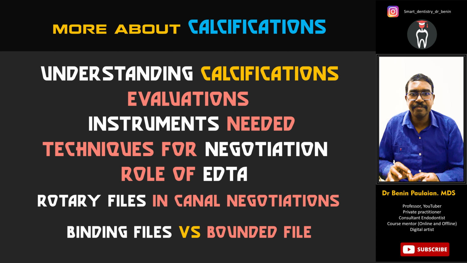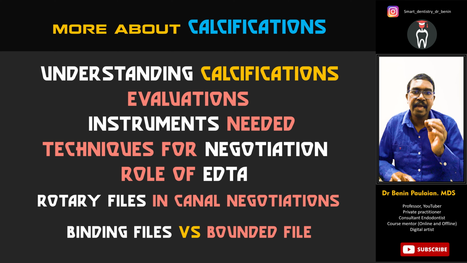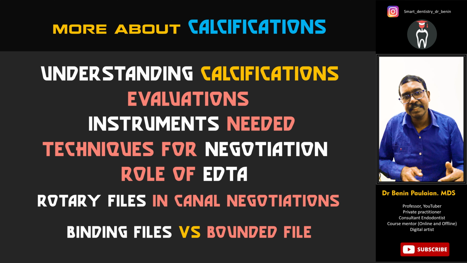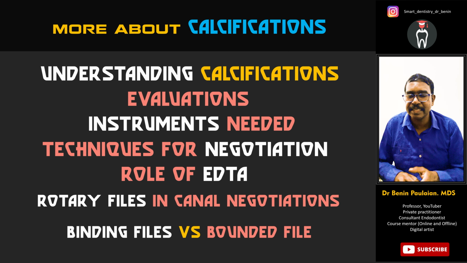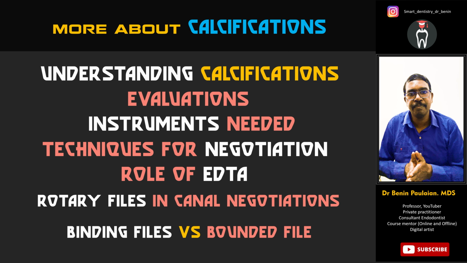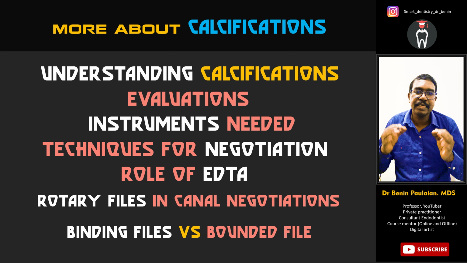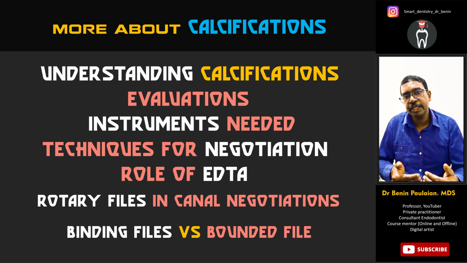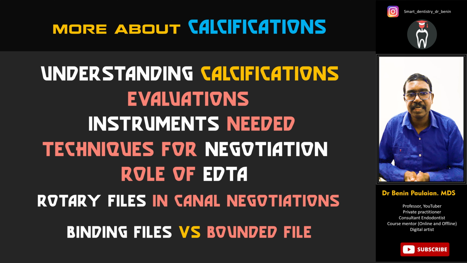With a 10 size K file, negotiate the middle third. And with the help of a D finder or a C plus file, negotiate till the full length with an 8 size file. And then with the help of a 10 size file, create a pathway or negotiate completely. And then you may go for a tentative working length determination, with an apex locator or radiograph, and then you shall proceed with the regular treatment, that is cleaning and shaping.